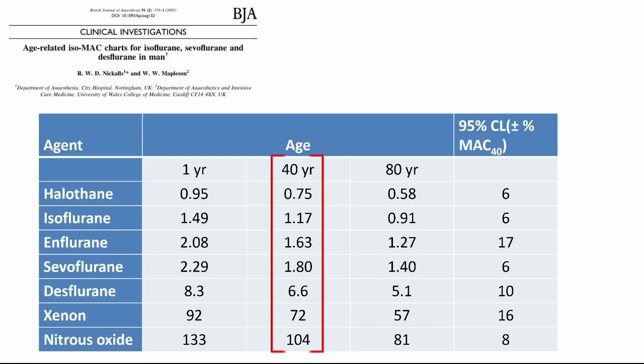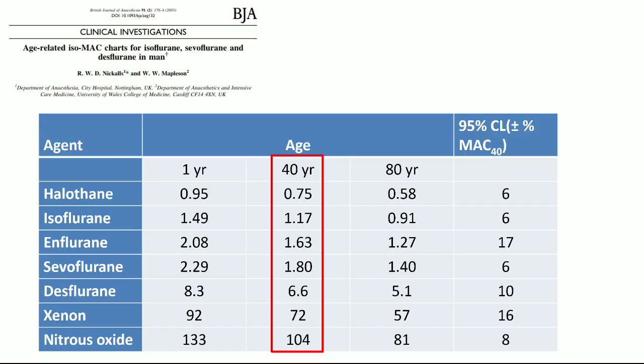Here is the MAC at age 40, and you will immediately notice that the MAC of sevoflurane was now benchmarked to 1.8%, and for desflurane, it was 6.6%. For iso, which we still use, it was 1.17%. When you went up to an 80-year-old, the MAC of sevoflurane dropped to 1.4%, and down to a 1-year-old, it was approximately 2.3%.